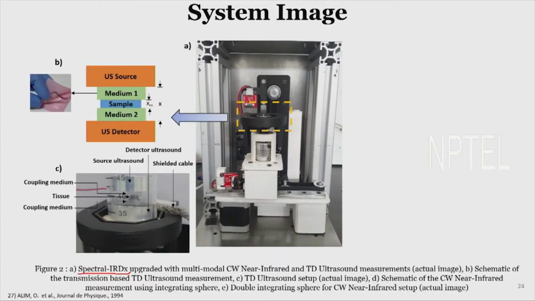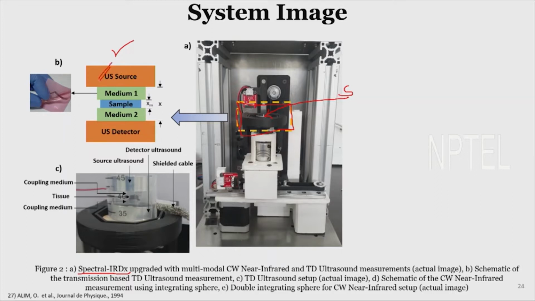So what you see over here is this assembly, where this is the sample, where the sample needs to be kept, and the other regions are for the placement of the technology or the modules. For example, in this case we have the ultrasound module, and second we will talk about the near infrared spectroscopy module. In this case what we do is we keep the ultrasound source.